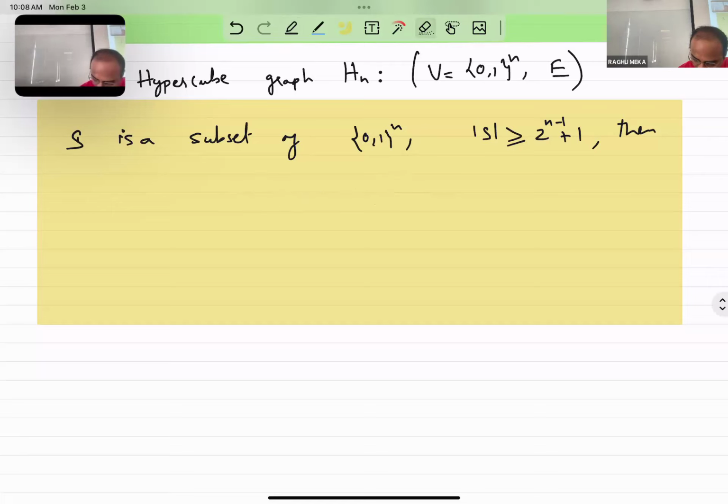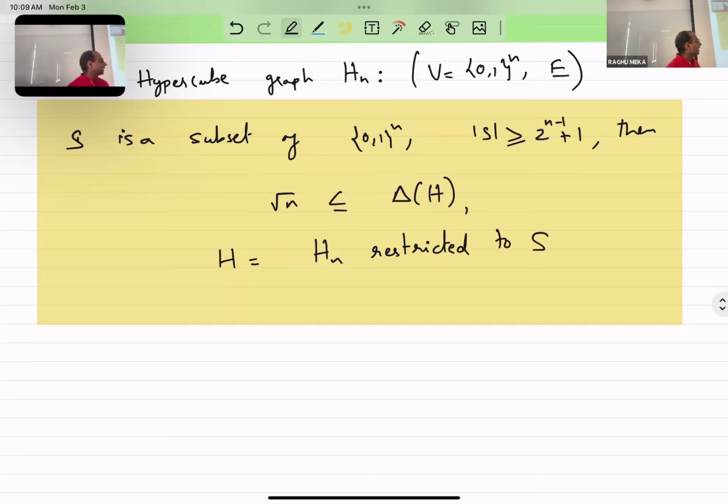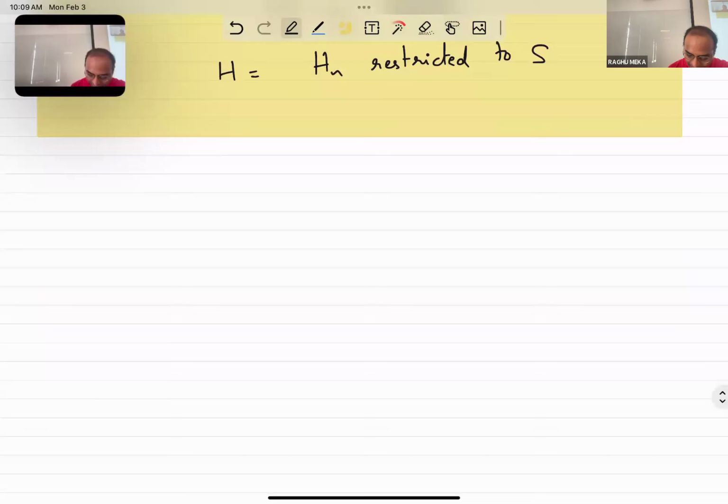Let me write it this way so that it's clearer. You can take your hypercube graph, but restrict it to only the vertices in S. So delete all other vertices in some sense. You're ignoring the rest of the vertices. So any edge which is not contained in S also gets deleted. And we want to still say that the largest degree is high.